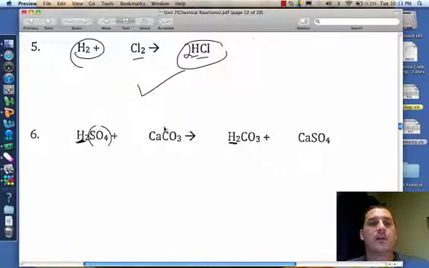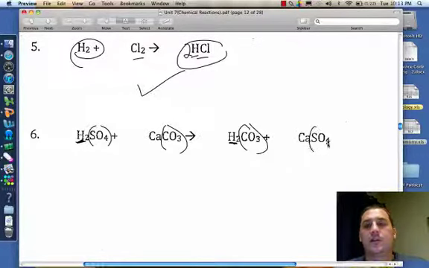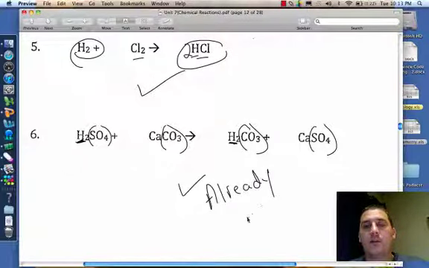And let's go and put parentheses around these polyatomic ions just to make it easier. We got 1 SO4 going in, 1 SO4 coming out. We're good. We got 1 carbonate going in. We got 1 carbonate coming out. Everything is balanced. All you have to do on this is write already balanced.